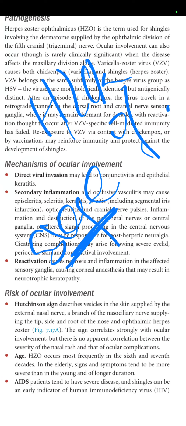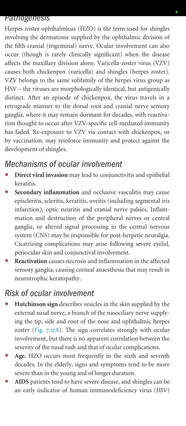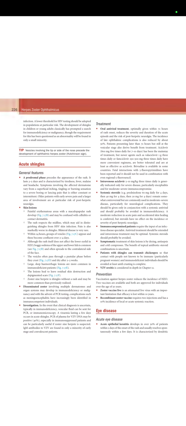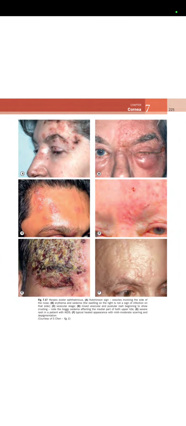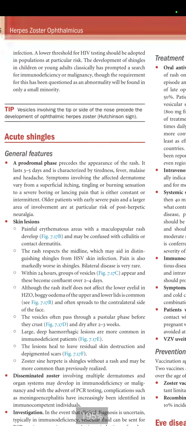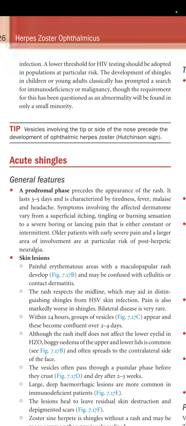AIDS patients tend to have a severe disease, and shingles can be an early indicator of the human immunodeficiency virus. So it tends to affect more in cases of AIDS-infected patients. A lower threshold of HIV testing should be adopted in populations at particular risk. The development of shingles in children or young adults classically has prompted a search for immunodeficiency or malignancy, though the requirement of this has been questioned, as an abnormality will be found in only a small minority.